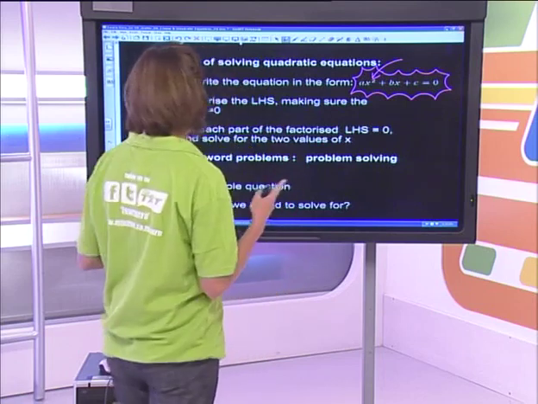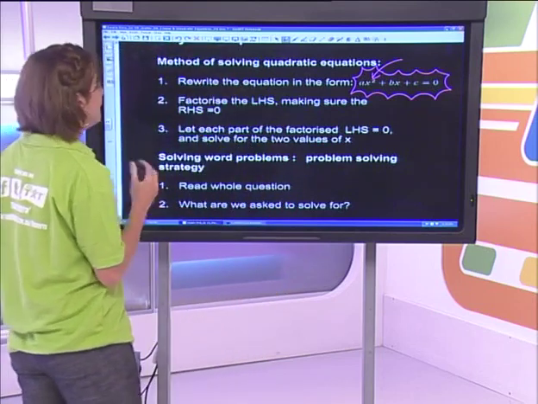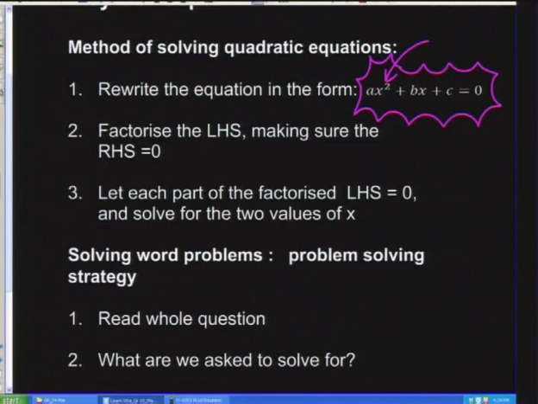What's our method? How do we go about doing it? The first thing is that once we've identified it as a quadratic equation, we have to bring all the terms to the left-hand side. So everything has to be on the left-hand side, and the right-hand side must be equal to 0. That is a very big NB, guys. We've got to remember the right-hand side has got to be equal to 0.